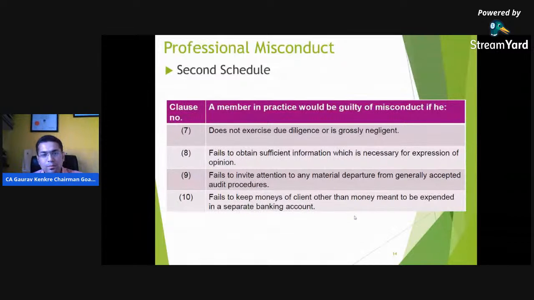Next, fails to keep monies of client, other than money meant to be expended, in a separate banking account. So if you are holding some money of your client on an escrow basis, etc., ideally you should hold them in a separate bank account so that they are not mixed with your funds.